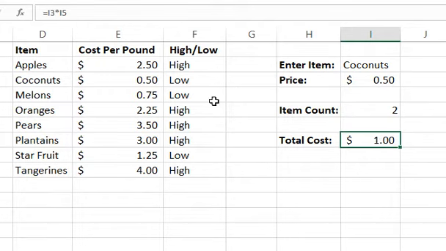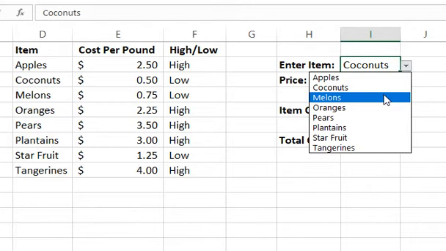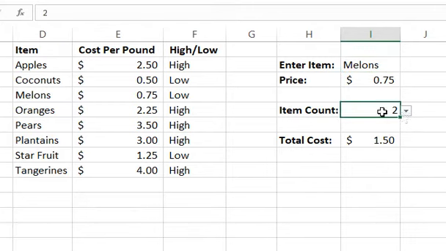So what the formula does is it multiplies I3, which is my price per pound. Remember, I chose coconuts, it was 50 cents price per pound, and multiply that by I5, which is the item count. So whatever my price per pound and however many pounds people are buying. I could change that. I could say, let's talk about melons, and if they bought 3 melons, then it would be $2.25. Pretty nifty. But here's where a problem can arise.